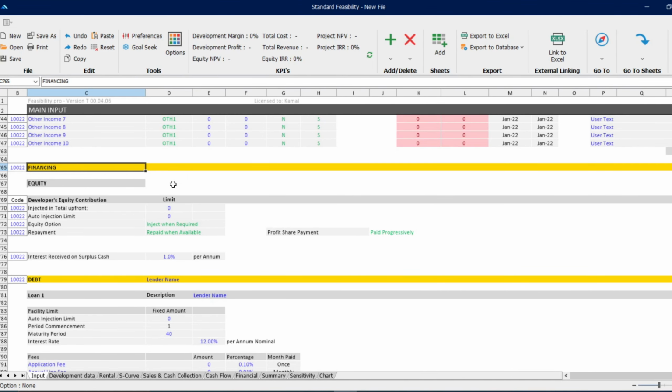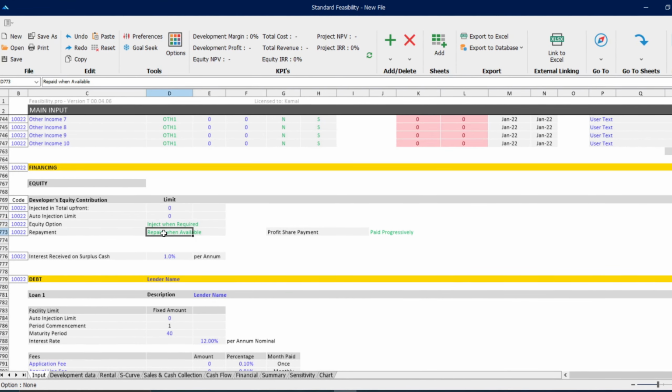Let's understand financing. Here we have options to enter inputs for equity and loans. For equity financing, we may select either to inject the equity when required or to inject the total amount upfront in the first period. We can enter the amount of equity here as per our selected option.